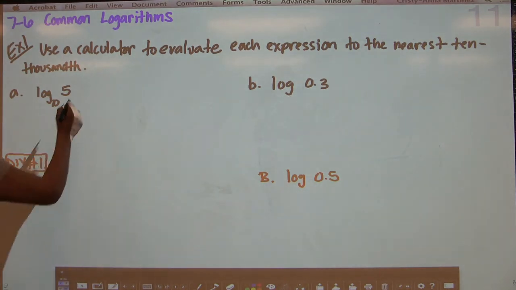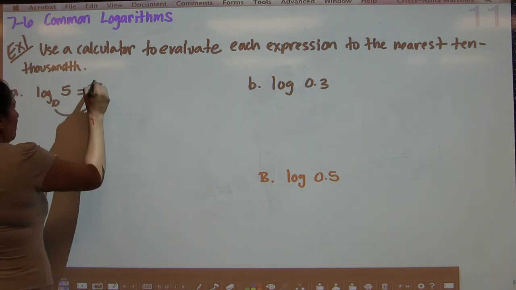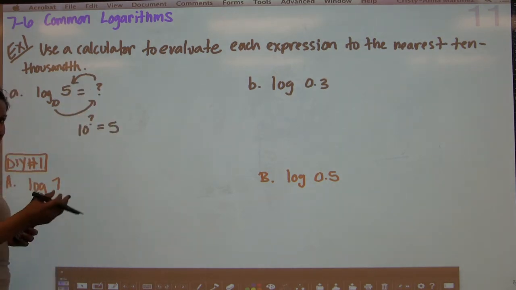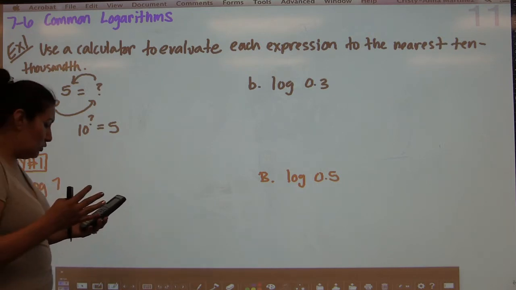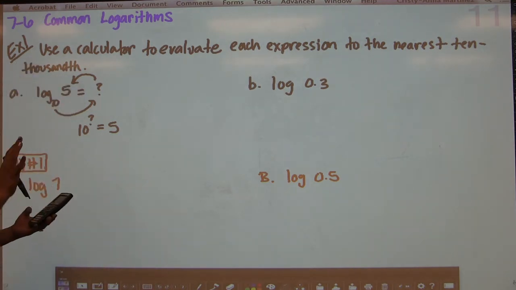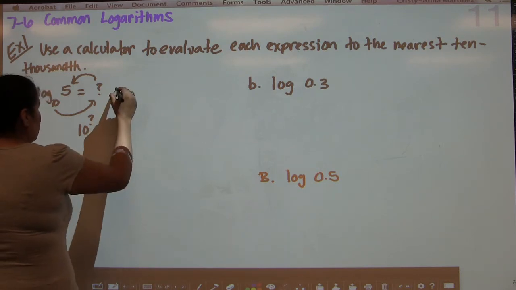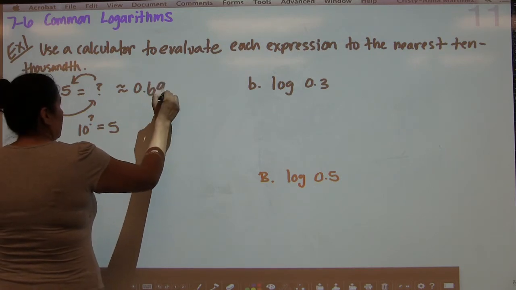So it says here, use the calculator to evaluate each expression to the nearest 10,000th. Log base 10 of 5 equals question mark, remember? We want to know 10 to what power is 5? That's the question. But in this case, because 5 is not a perfect power of 10, it's going to be some kind of decimal. So you just go to your calculator and hit the log button, which is immediately to the left of the number 7 on your keypad. An automatic parenthesis will open up. Then type in 5, close that parenthesis, hit enter, and you should get approximately 0.6989.